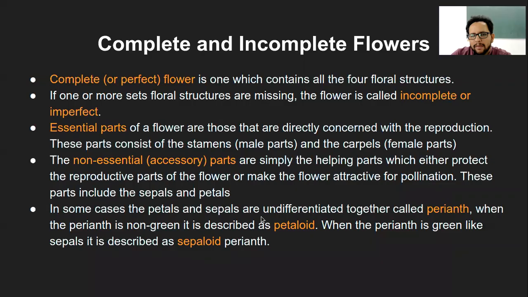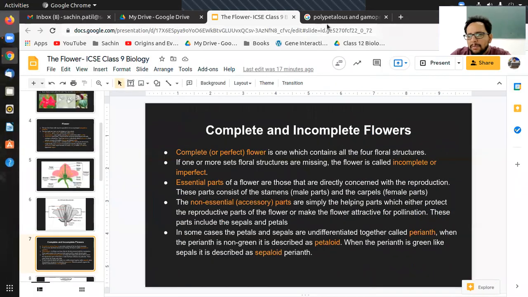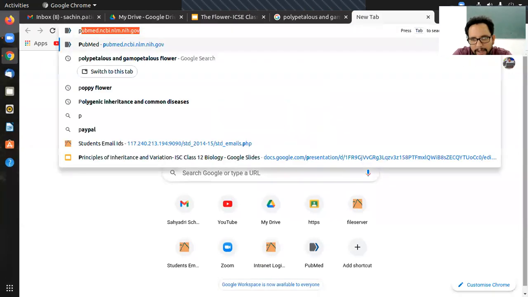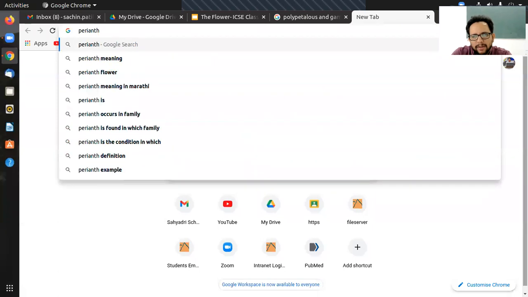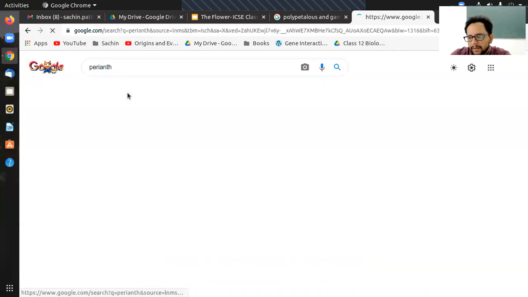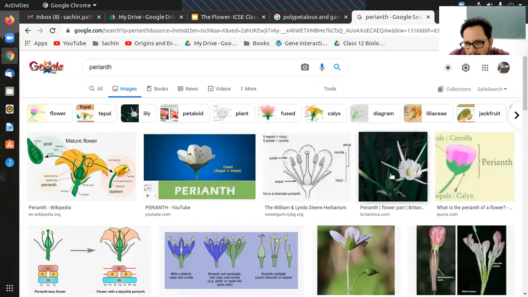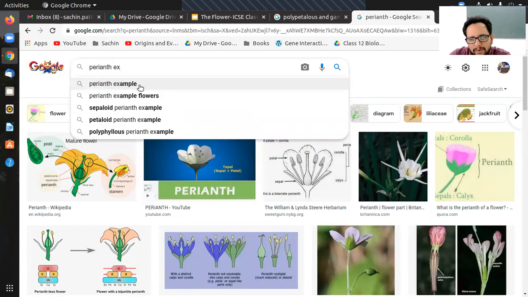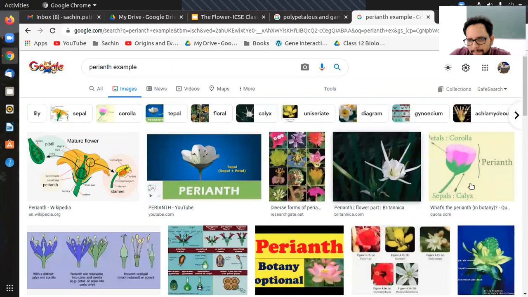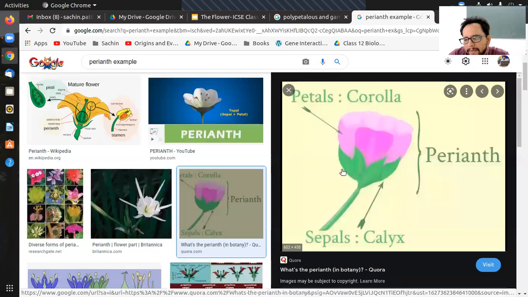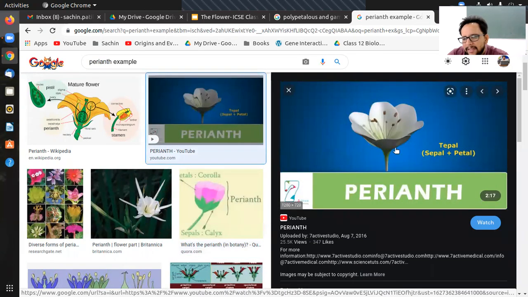I guess I have forgotten to keep a picture, but let me just show you here quickly. So, perianth, examples. In this case, though the color is differentiated, this is still growing from the same portion, so they are in one plane. This is actually the perfect example.